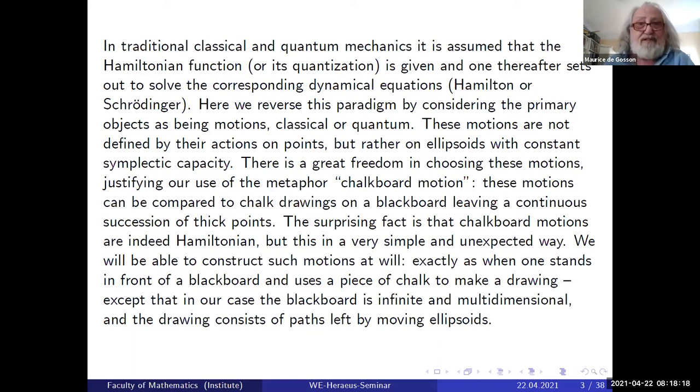In this talk, we will reverse this paradigm by considering the primary objects as being motions, classical or quantum. These motions are not defined by their actions on points, but rather on ellipsoids with constant symplectic capacity. I'm going to explain in some detail what a symplectic capacity is a little bit later, but let's say if you take the case of 1 degree of freedom, that is a phase plane, symplectic capacity is area. In higher dimensions, it's not volume, but more about that later. So there's great freedom in choosing these motions, justifying our use of the metaphor chalkboard motion. These motions can be compared to chalk drawings on a blackboard, leaving a continuous succession of thick points.